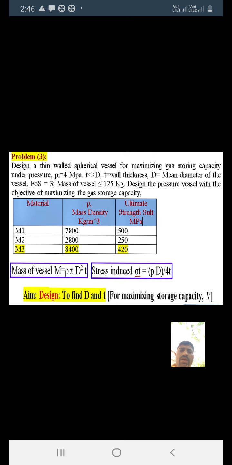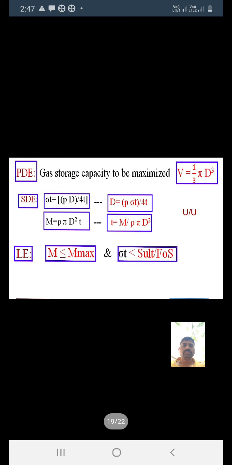Our aim is to find the D and T values to maximize the storage capacity, denoted by V. It means we want to calculate the volume of the pressure vessel. We will solve the equations here. First, the primary design equation, gas storage capacity to be maximized. How to calculate? V is equal to 1 by 3 pi d cube. Secondary design equation, sigma t is equal to Pd divided by 4T.